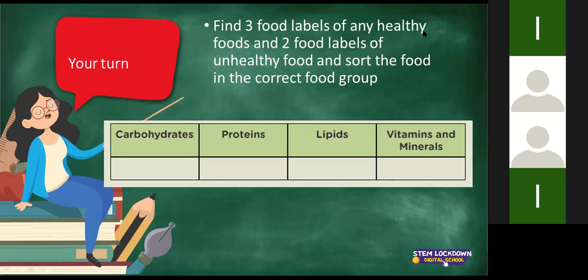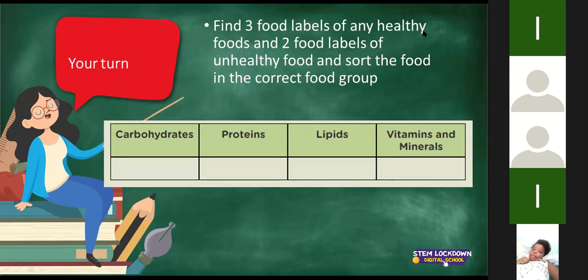All right, so find 3 food labels of any healthy food and 2 food labels of the food groups. Remember, lipids are fats and oils. Someone has already started and said oils would be avocado. Well done. So under your lipids, which are fats and oils, definitely an avocado is very, very oily.